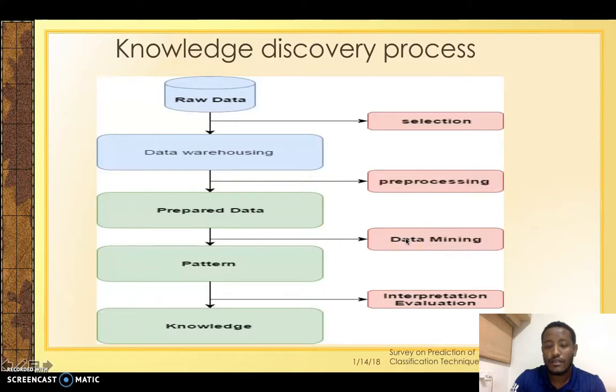Data mining is used to choose the function of data mining, applying different data mining techniques like classification, clustering, and association rules. So we get patterns. After that, interpretation and evaluation. When we say interpretation and evaluation, it means transformation or removing redundant data. After that, we get a document or a report giving useful information.